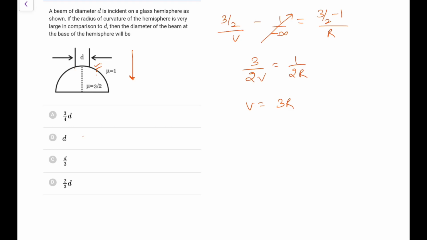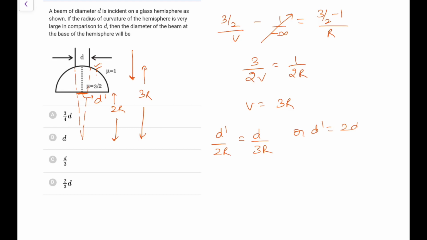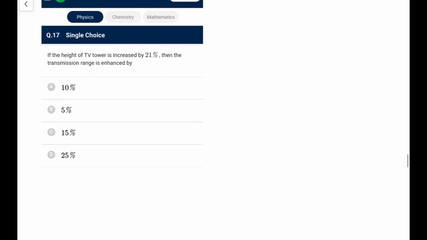So now this beam converges to this point, like this. Now using the similar triangle analogy, this is the width d dash here, this distance is 2r, and this whole distance is 3r. So by the same angle subtended, d dash by 2r would be equal to d by 3r. So I can directly write d dash would be equal to 2d by 3, and this is option D. This is a very very good question, but a previous question you must have done in your institute sheet.